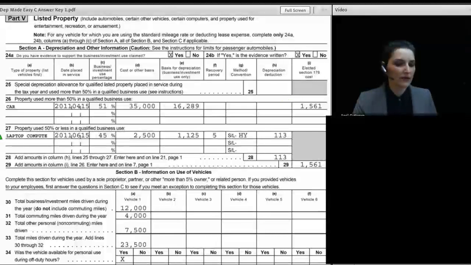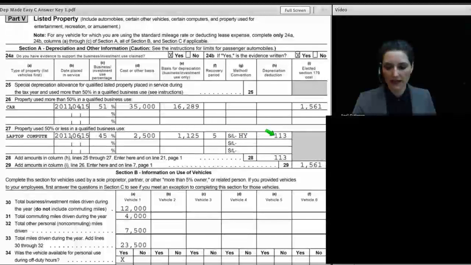Then on the laptop computer, that is listed property used less than 51% for business use. So we enter the date acquired, the business use percentage, the cost, the depreciable basis of the computer, the number of years we will depreciate it over. It's straight line with a half-year convention. That gives us 113.